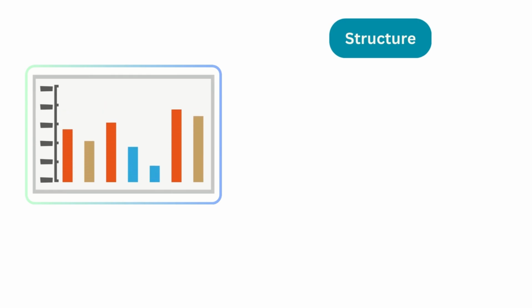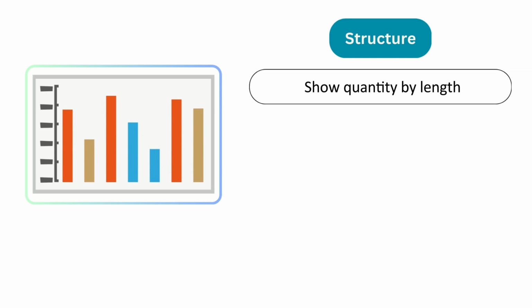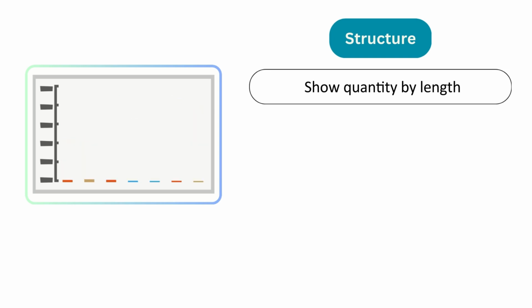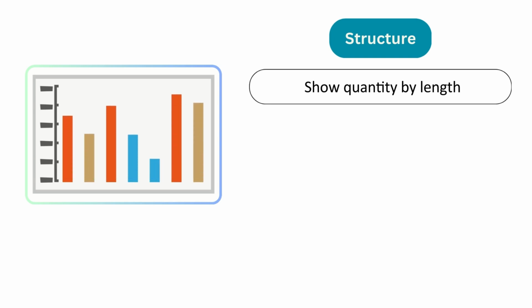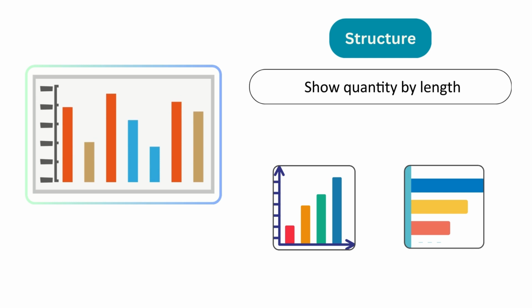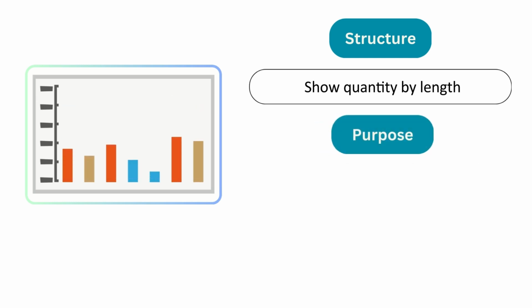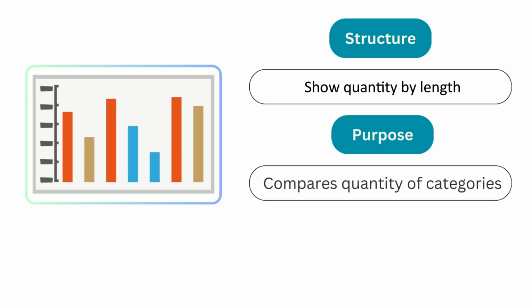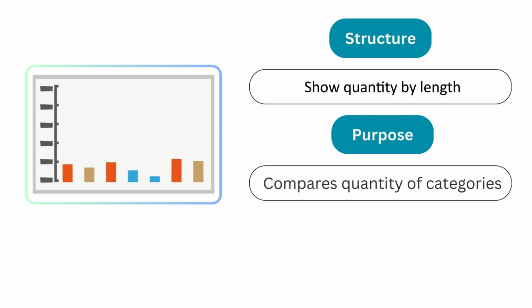Bar chart. Structure. Bar charts utilize rectangular bars to represent data. The length of each bar is proportional to the value it represents. Bars can be displayed horizontally or vertically. The purpose. Bar charts compare quantities across different categories, not always including time in bar charts.